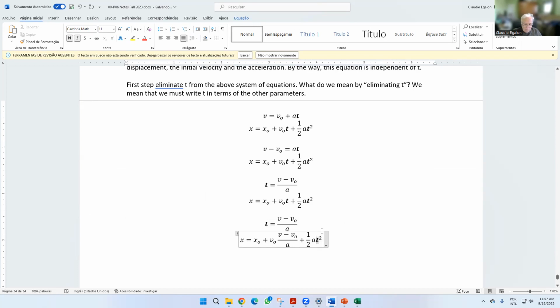Tá chovendo não, tá? Barulho esse. Like that.